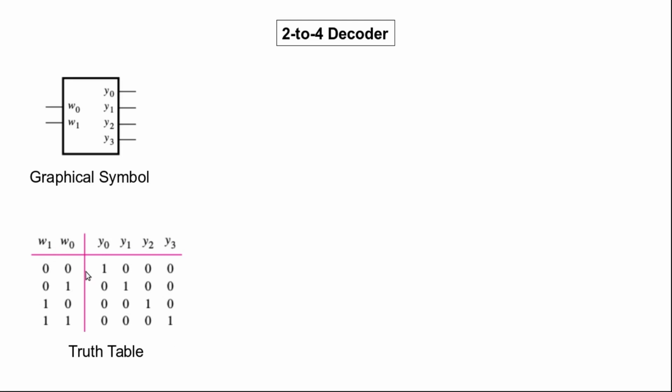So if we consider the input as a binary number, then the number is getting decoded to assert the corresponding output. When it is 0, 0, Y0 is getting asserted. When the input is 0, 1, the decimal equivalent of 0, 1 is 1, then Y1 is getting asserted. When the input is 1, 0, the decimal equivalent is 2 and the output Y2 is getting asserted, and so on.